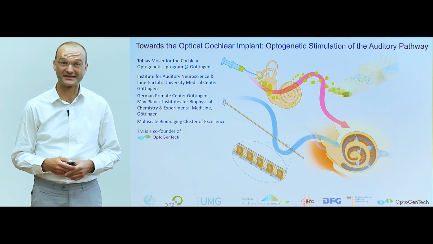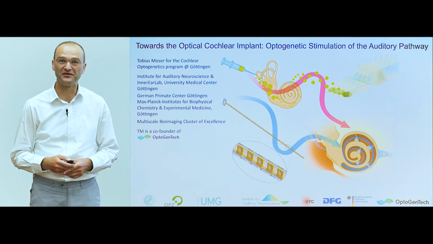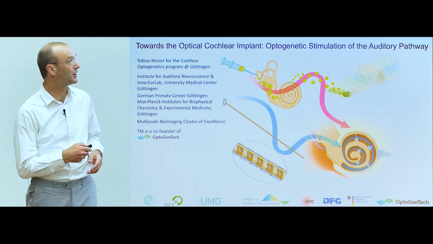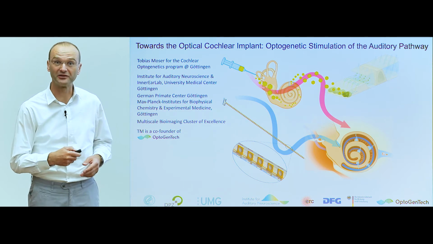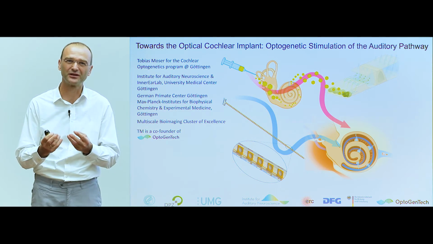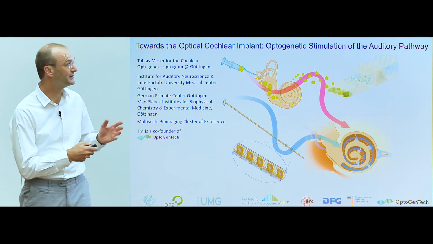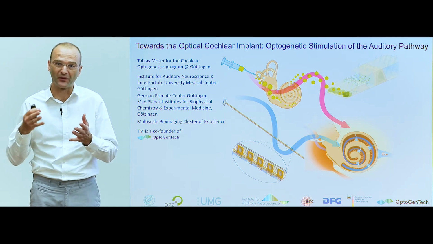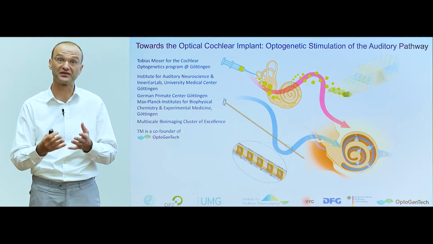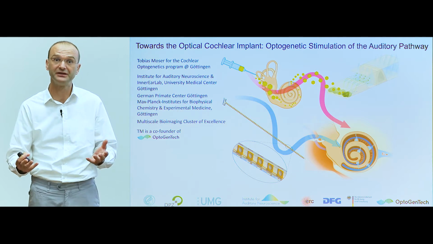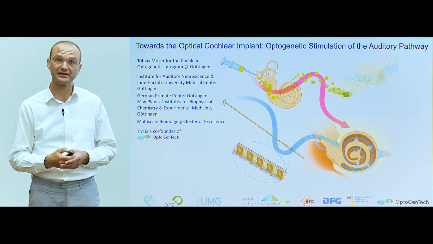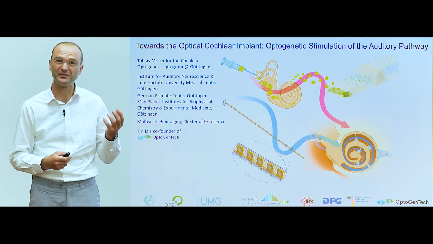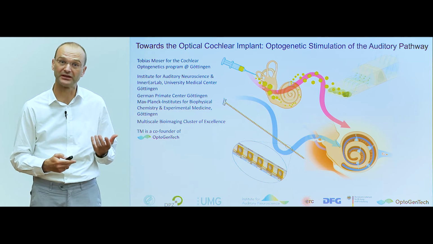Today, I would like to share some of the progress we've made towards the development of the optical cochlear implant. This is a combination of a gene therapy using viral vectors to make the neurons in the cochlea light sensitive, and then of a new medical device, which is the optical cochlear implant, that then stimulates those neurons with light instead of with current, like the current electrical implants would do. We hope that this will cause a transformation of hearing restoration with the cochlear implant.